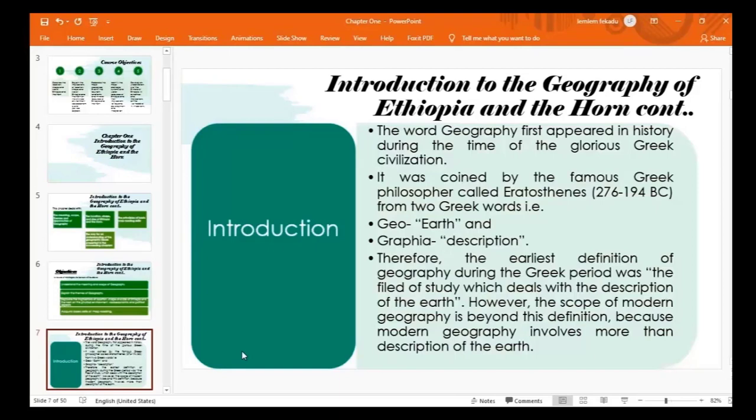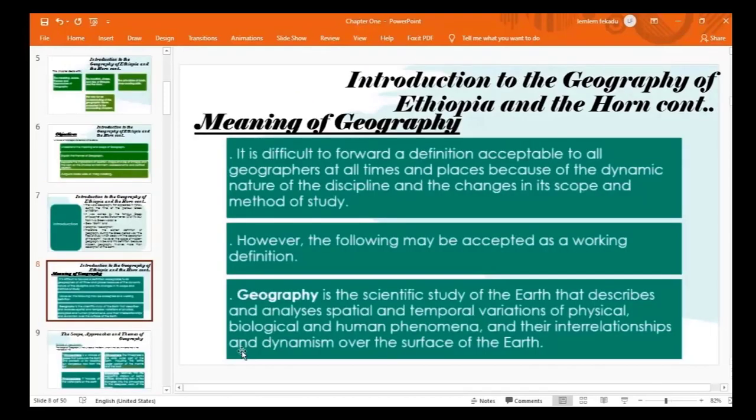Earth's surface. It is further the study of how observable spatial patterns evolved through time. Because of the dynamic nature of the discipline and the change in its scope and method of study, there are different definitions or meanings of geography made by different authors. This shows that it is difficult to put forward a single definition acceptable to all geographers at all times and places.